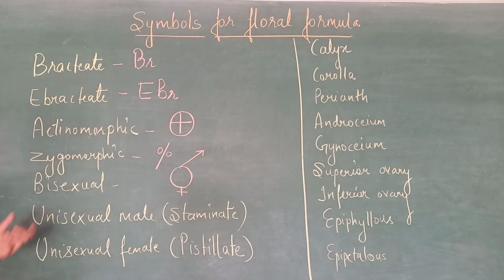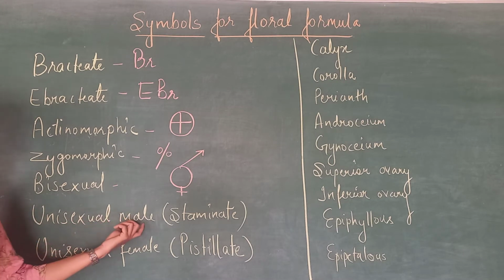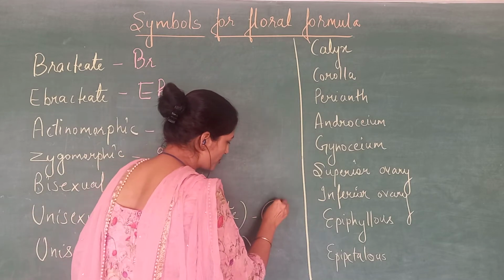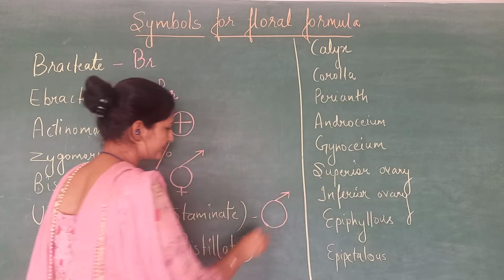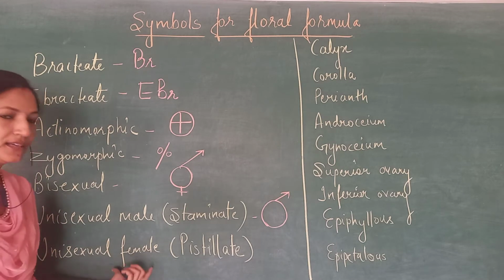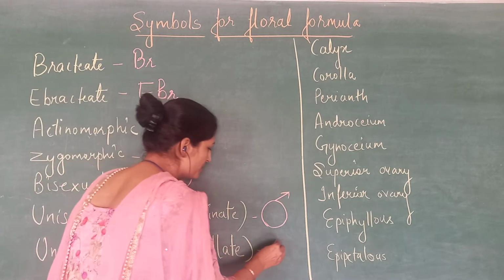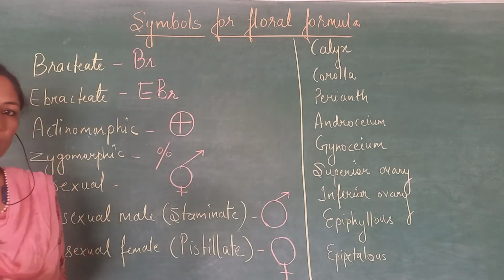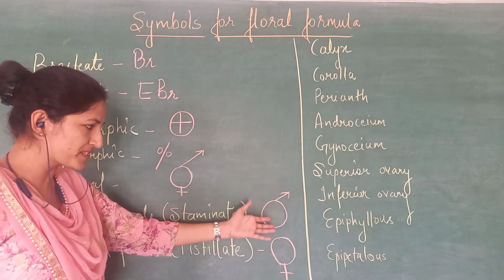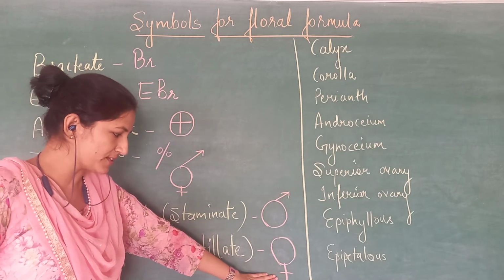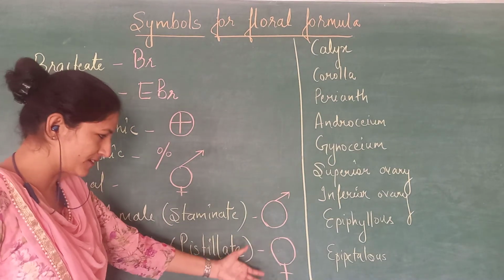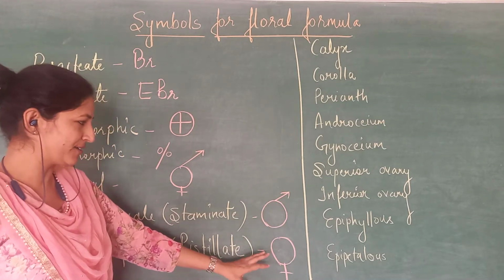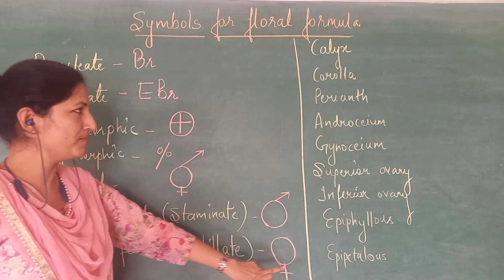Unisexual male, if only the androecium part is present in the flower, that would be represented by this. If the female part, that is gynoecium, is only present, that would be represented by this. So how to make the difference here, which is to be represented by which? Plus, that is positive. So females are like positive in attitude as compared to male. So we can remember by that. This is for male and this is for female.